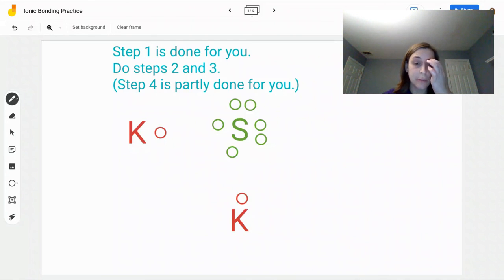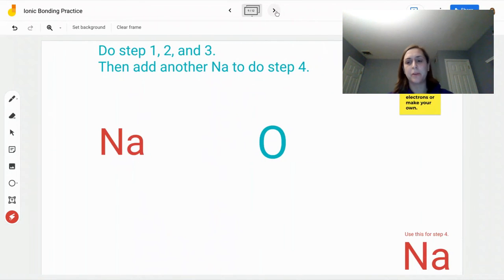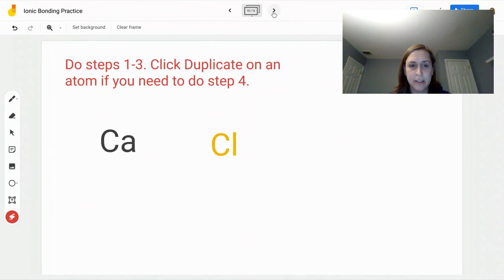You'll see that on some of the other examples, you might need multiple of one of the atoms to match up with the other atom. Sometimes I've told you that. Sometimes I've set it aside for you to create. And sometimes it's totally up to you to figure out if you need more of something.